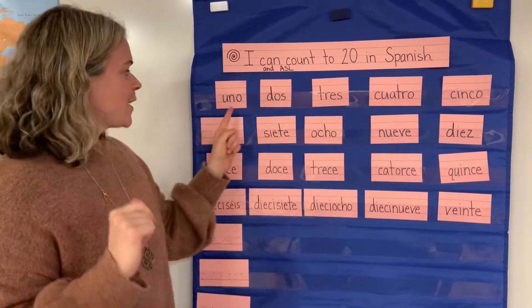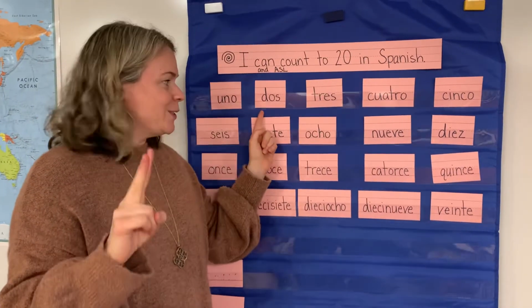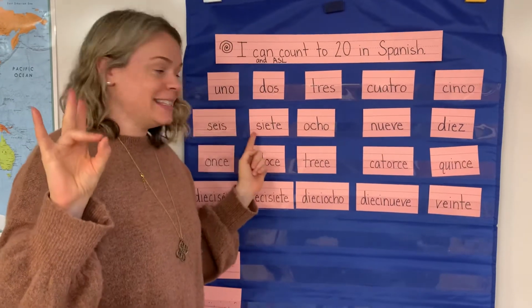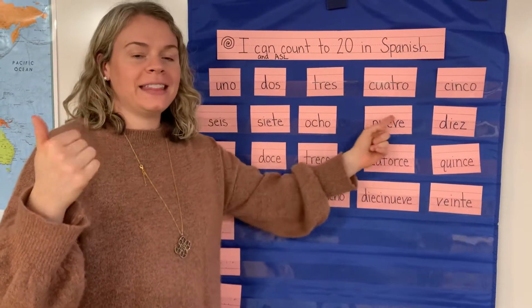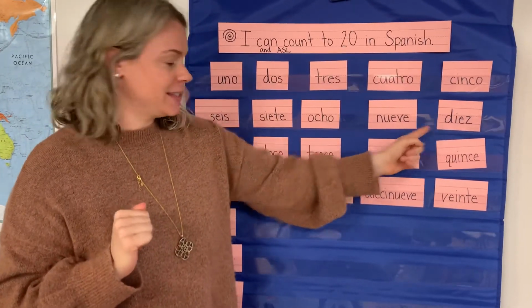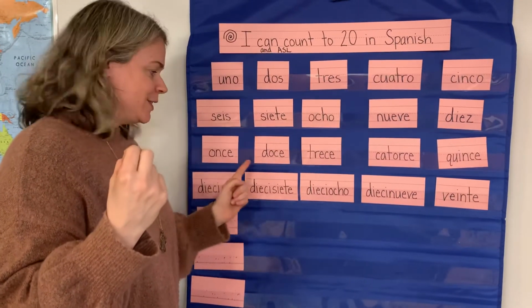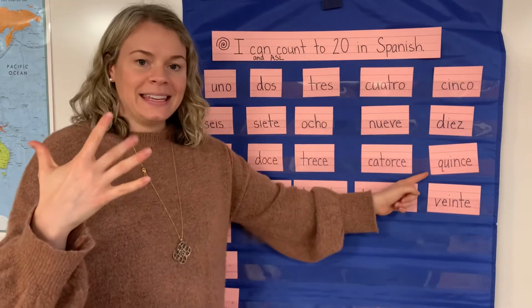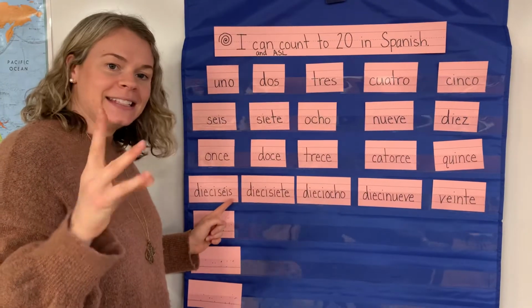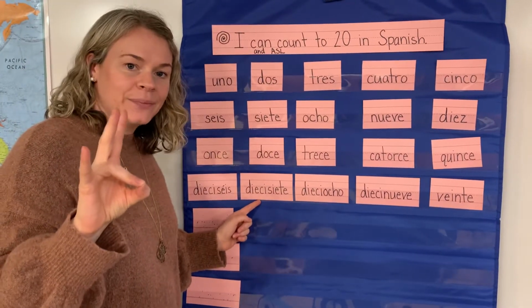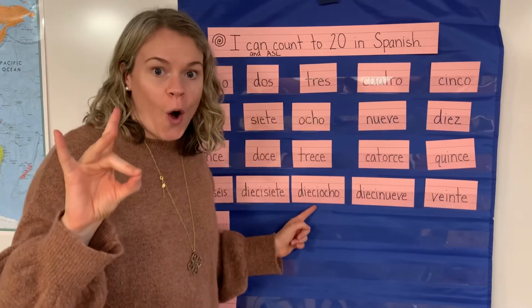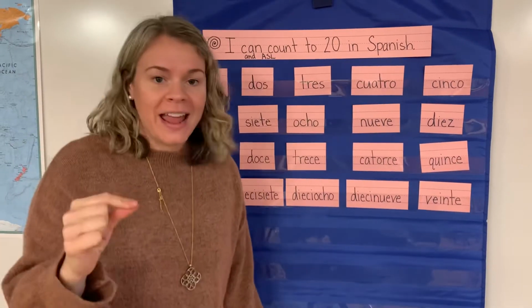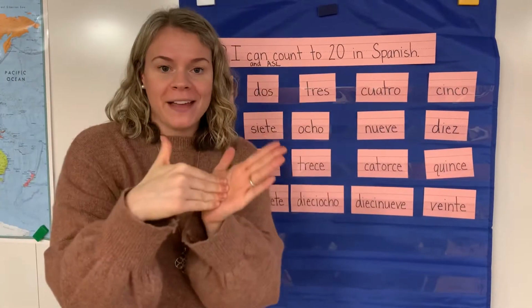Here we go. 1, 2, 3, 4, 5, 6, 7, 8, 9, 10. Comienza otra vez. 11, 12, 13, 14, 15, 16, 17, 18, 19, 20, 20. Comienza otra vez.